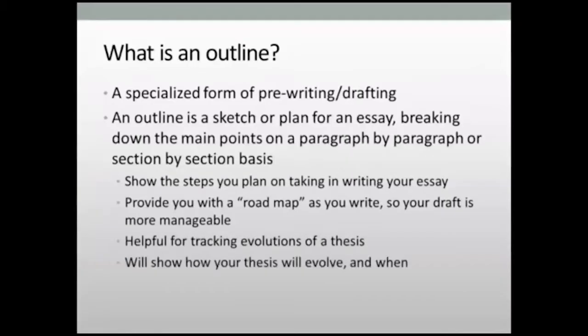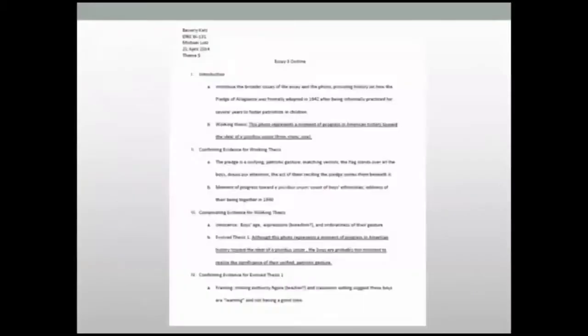It will help you plan how your thesis will evolve and when, including what evidence you will introduce to do so, and in what order. Here's a sample outline. Notice how the sections, numbered in capital Roman numerals, mark different sections or movements of the essay: the introduction of the topic, the confirming evidence for the initial thesis, and the introduction of complicating evidence leading up to the evolution of the thesis.